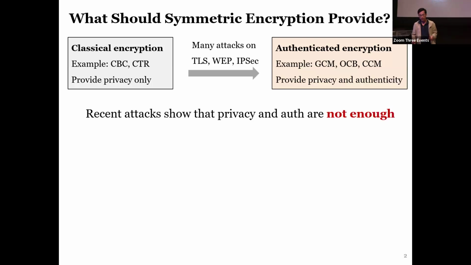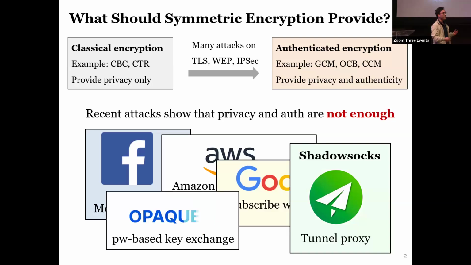But lately, attacks show that privacy and authenticity are no longer enough. Many emerging applications, like Facebook's message franking and Amazon's cloud encryption, demand a new type of security that we call committing security. There are several flavors of committing security, but in this talk we will use a notion from our Eurocrypt 22 paper because it's simple and because it's optimally strong.